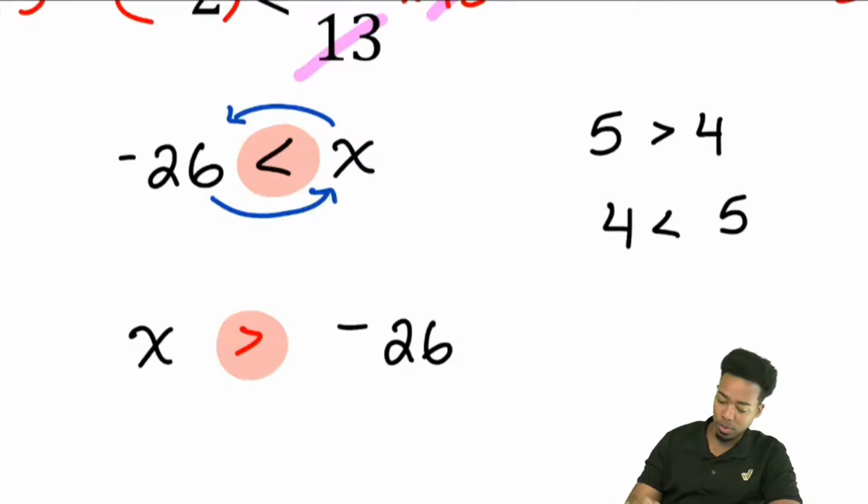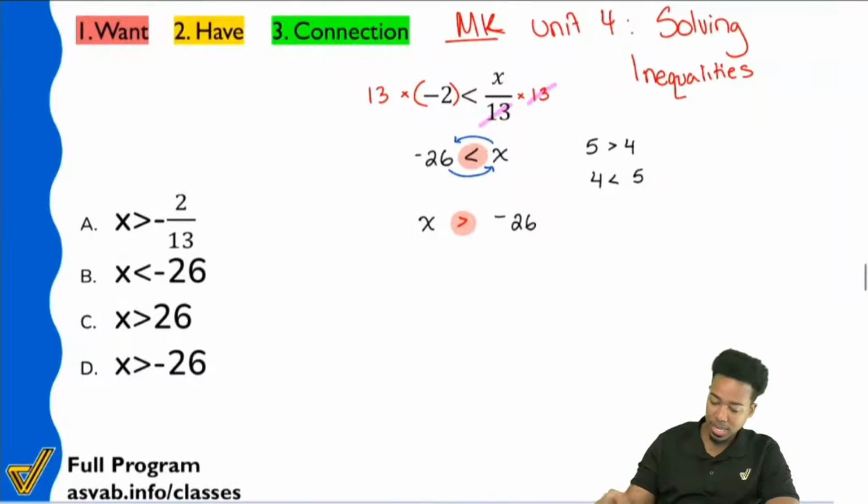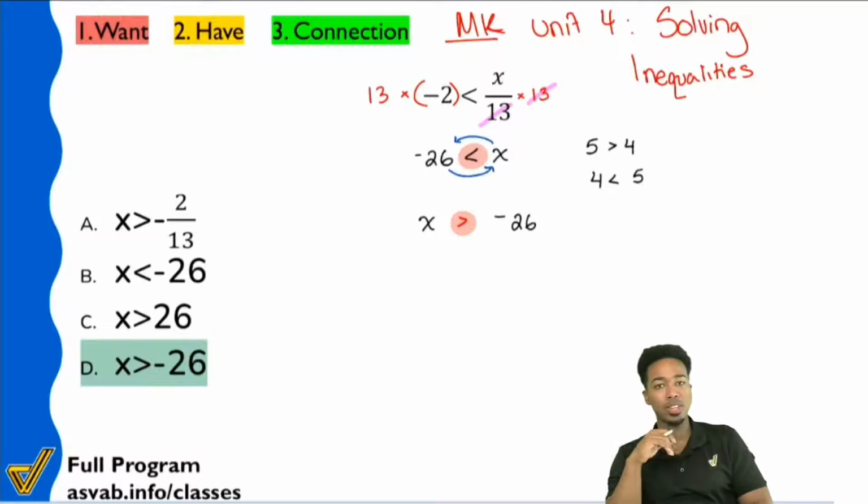Cool. So now that we've done that, our answer is x is greater than negative 26, which is answer choice D. That is the correct answer.